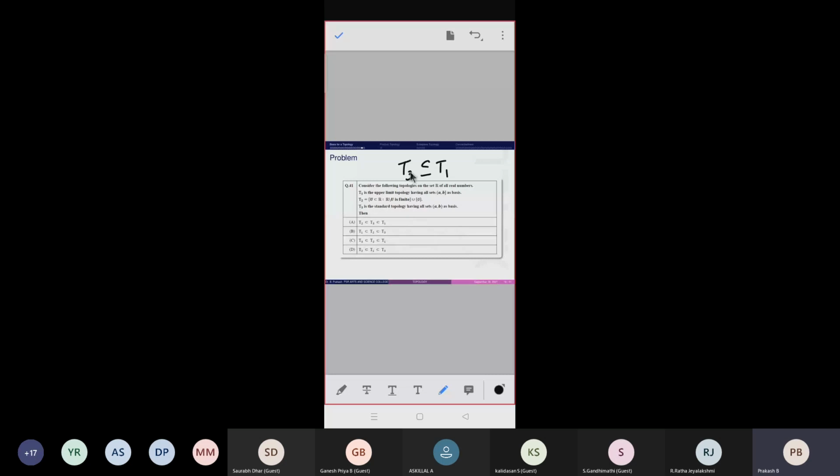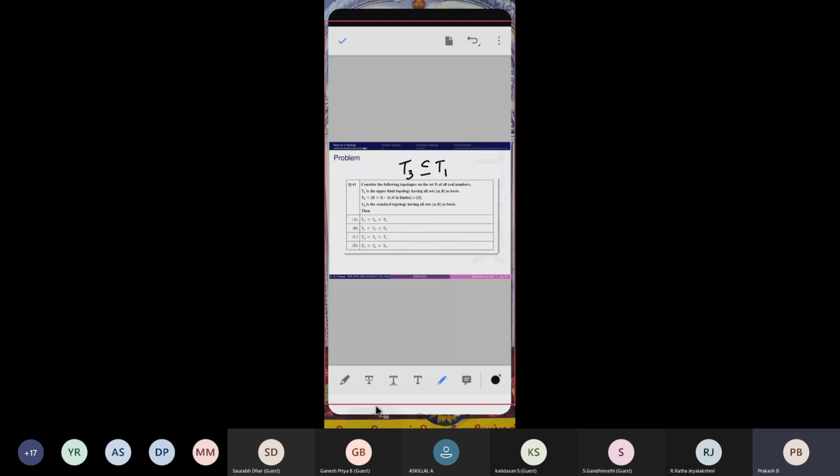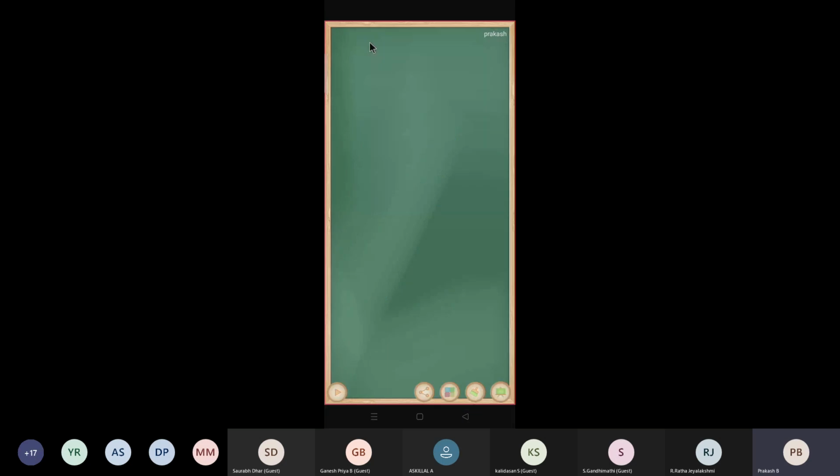Just look at the options. So our guess must be option A. So we want to check whether T2 is contained in T3 or not. T2 is the cofinite topology. T3 is the standard topology. Standard topology means the basis elements are the open intervals (a, b), right?